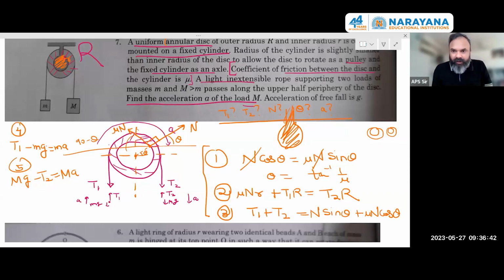T1, T2, N, theta, and A. So 5 unknowns, 5 equations, you can solve properly, you'll get the result. So that was the essence of that problem.